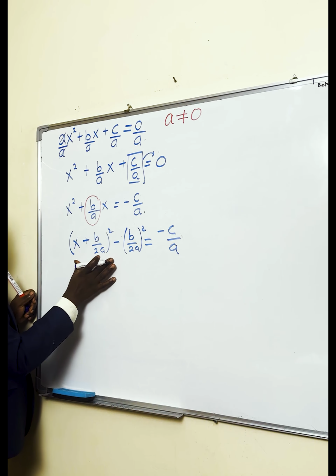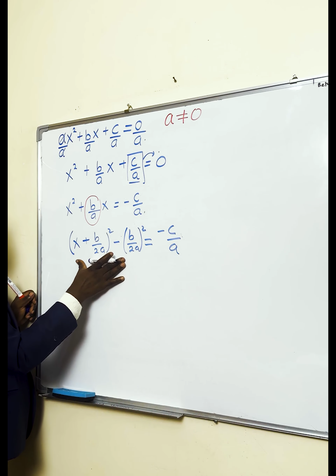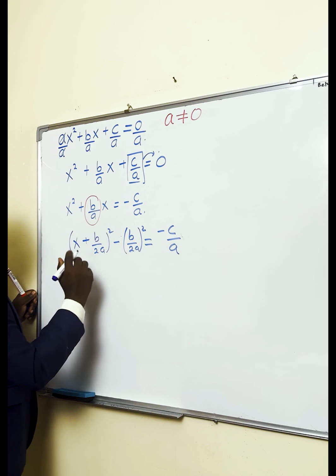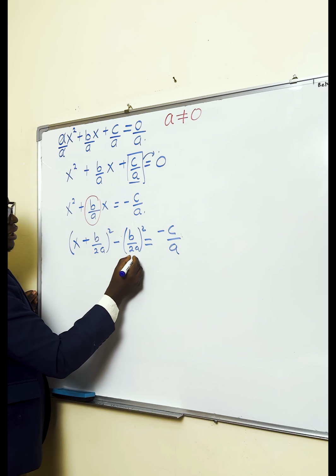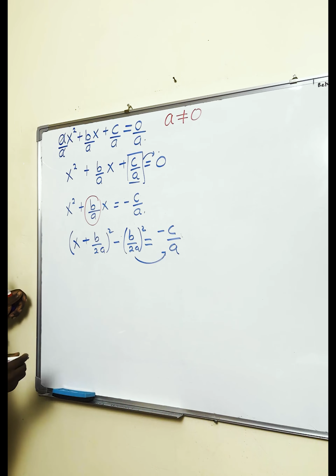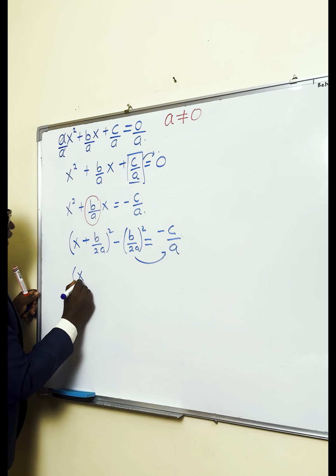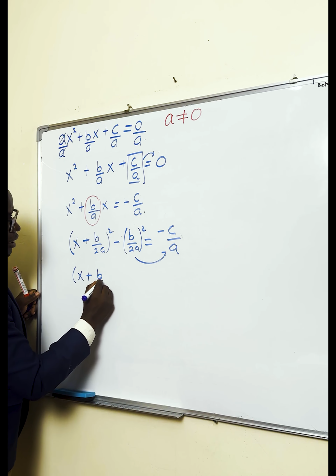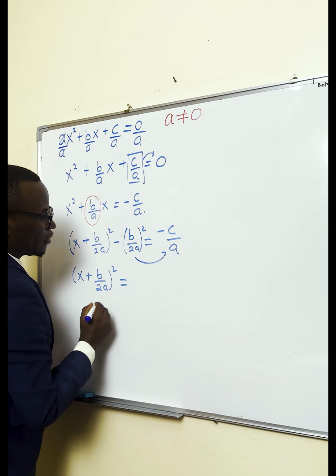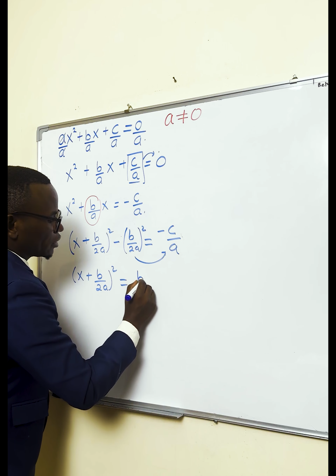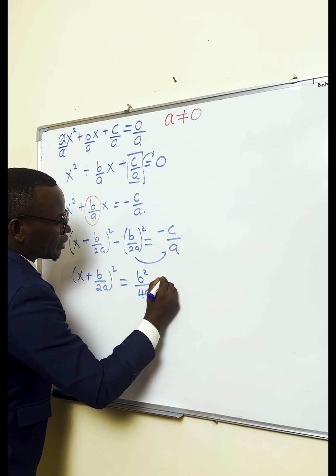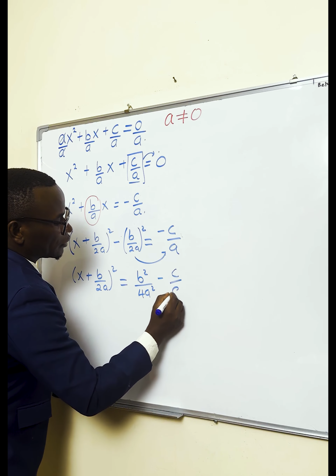Now, this term, it is the same as that. Are we together? So, after subtracting, I'm going to take this whole term to the right-hand side of the equal sign. So we shall have x plus b out of 2a, everything squared, then everything is going to be equal to b squared out of 4a squared, then minus c out of a.